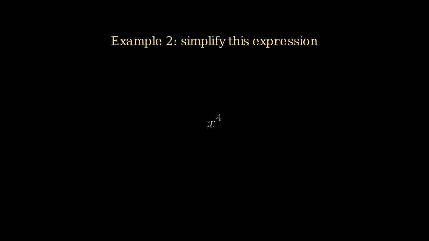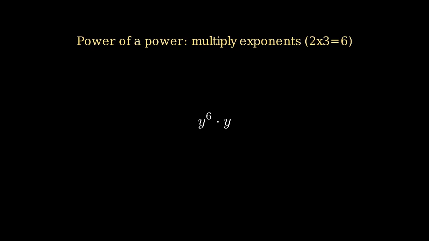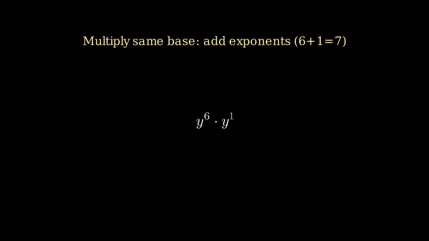Worked example 2. Simplify (y squared) cubed times y. Here we have a power of a power, so we multiply the exponents. 2 times 3 equals 6, giving y to the 6. Now we have y to the 6 times y. Remember, y on its own is y to the 1. Since we are multiplying same base powers, we add the exponents. 6 plus 1 equals 7. So the final answer is y to the 7.